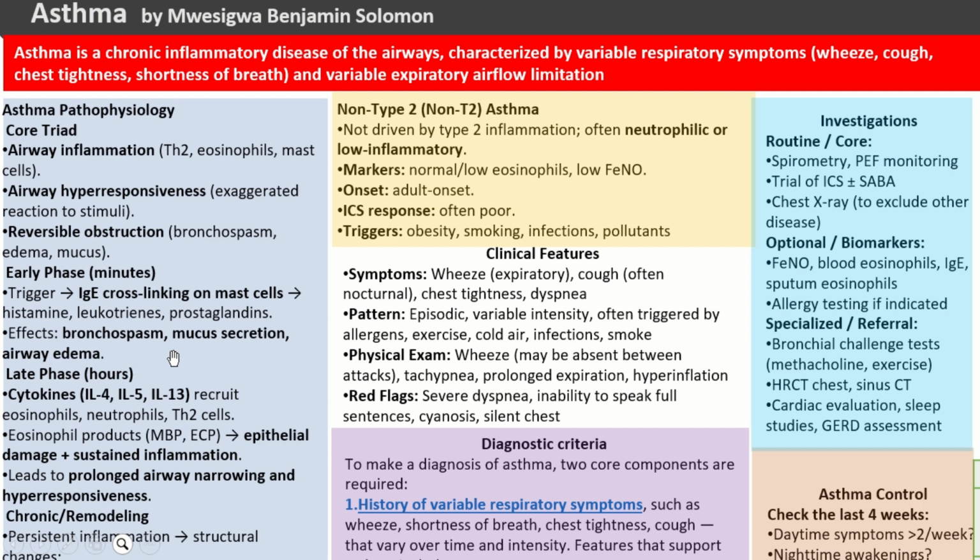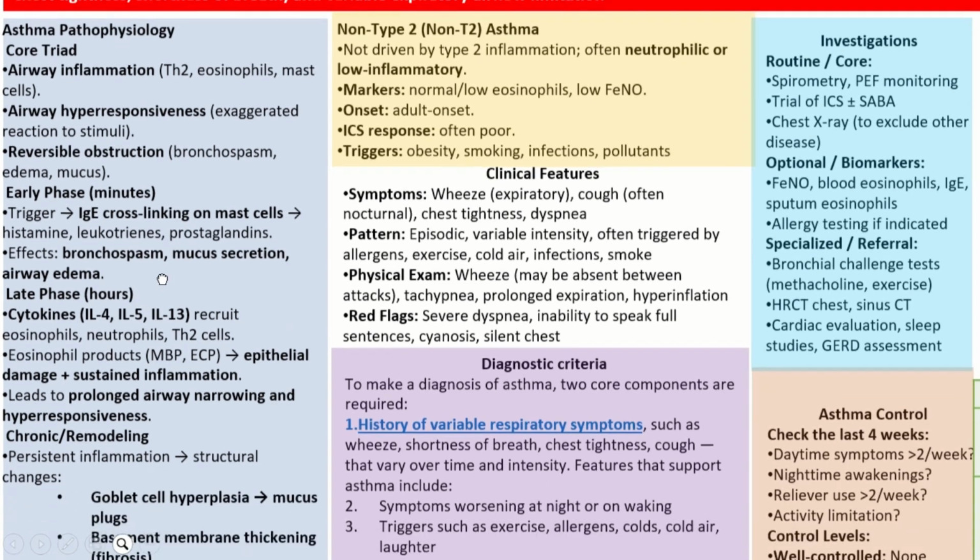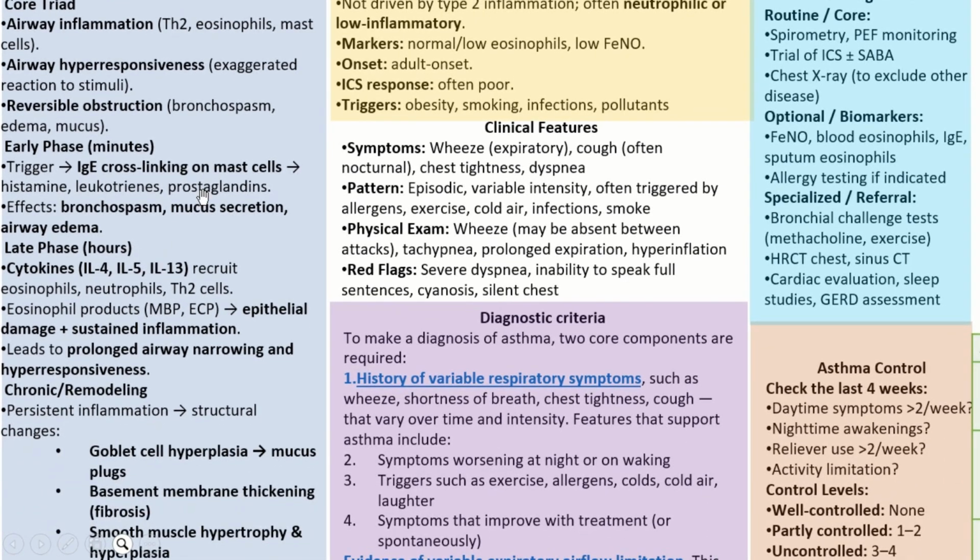Then we have the late phase, which is going to occur about 3 to 4 hours afterwards, and may last up to 12 hours. Cytokines are going to be released, that is interleukin 4, 5, and 13, and these are going to recruit even more cells: the eosinophils, the neutrophils, and T helper cells. They are also going to produce their products. The eosinophils produce products that lead to epithelial damage, and this epithelial damage is going to cause more sustained inflammation. This leads to prolonged airway narrowing and hyperresponsiveness.